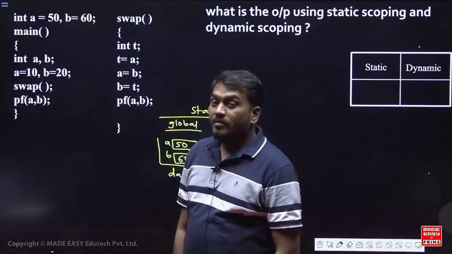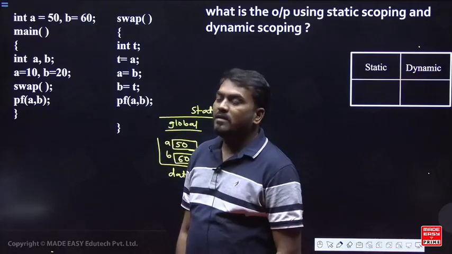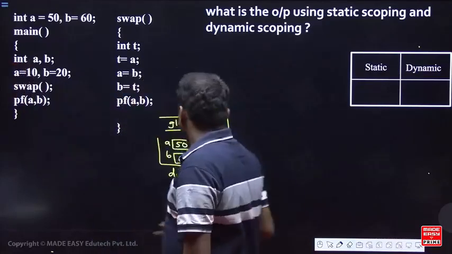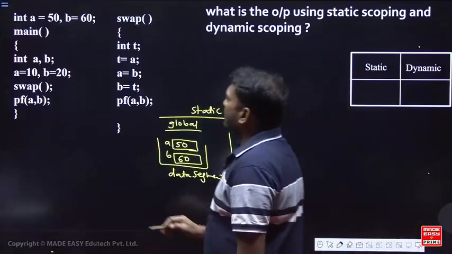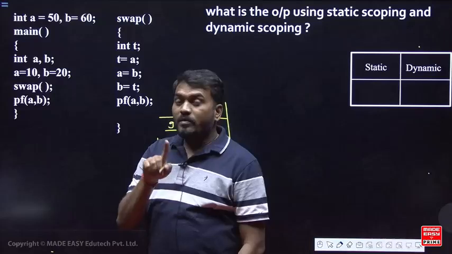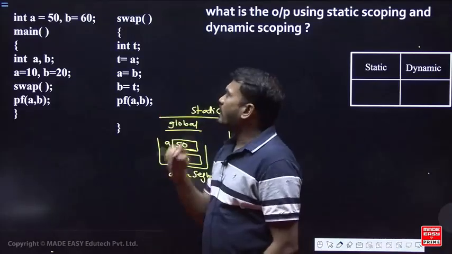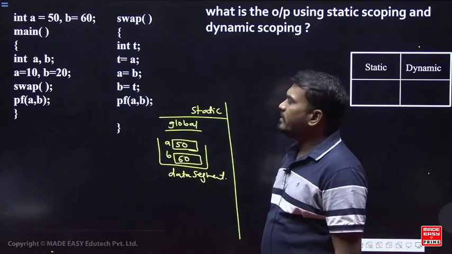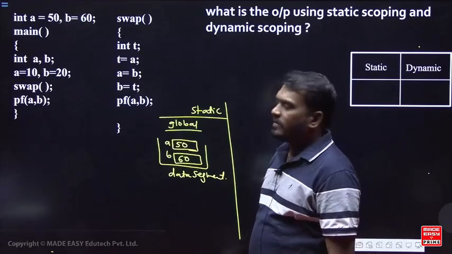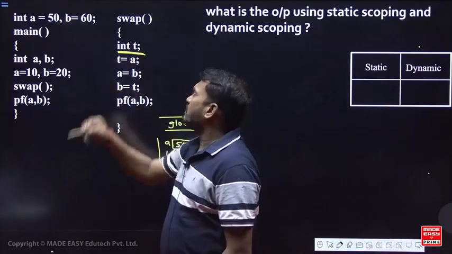Available. When do you have to say it is available? If a declaration is there. Yes, in the main function, variables a and b are available, because the declaration is there. In the swap function, the variable t is available, because the declaration is there.